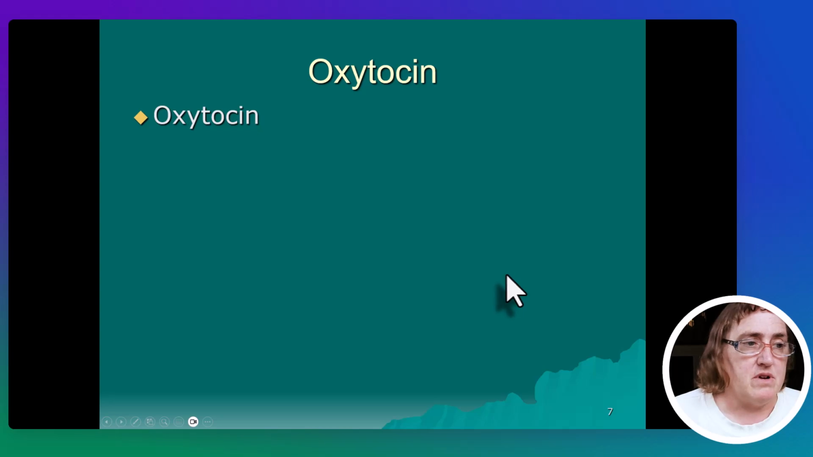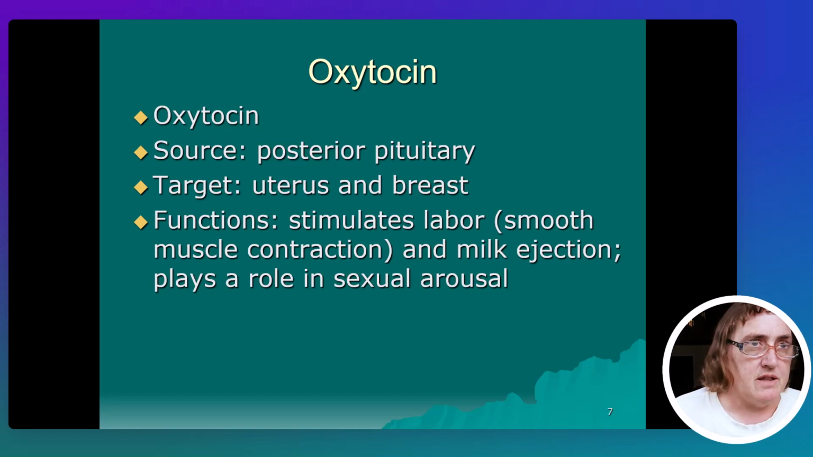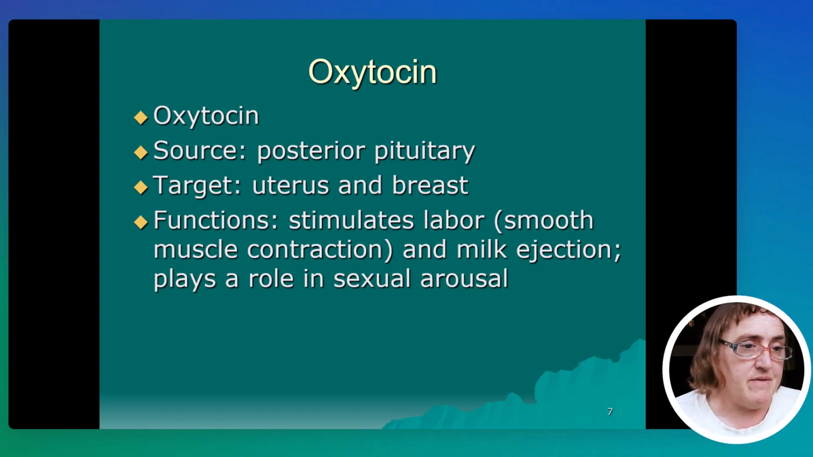Oxytocin also comes out of the posterior pituitary. It targets the uterus or the breast. In the uterus, it stimulates labor and causes contraction. Pitocin is the synthetic form of oxytocin that they use to induce labor. It also causes milk ejection. It opens the mammary ducts and glands so milk can come out.